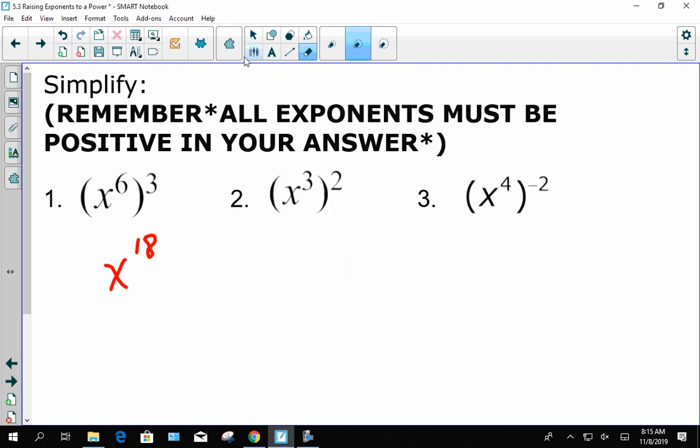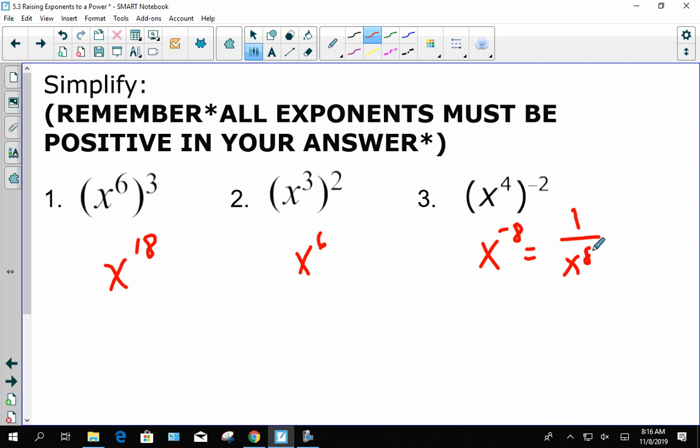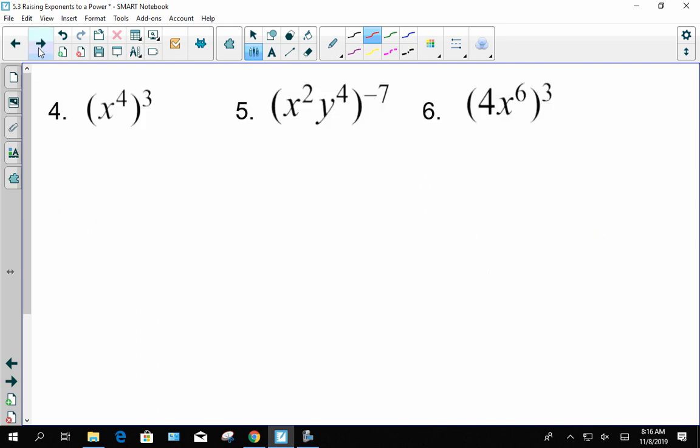Okay, so this right here, this is going to be x to the 6th power. This actually becomes x to the negative 8th power, but you can't have that. Can't have a negative exponent. So it becomes 1 over x to the 8th power. This is very, very simple.